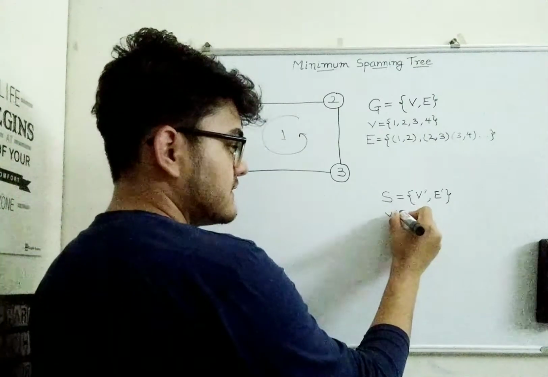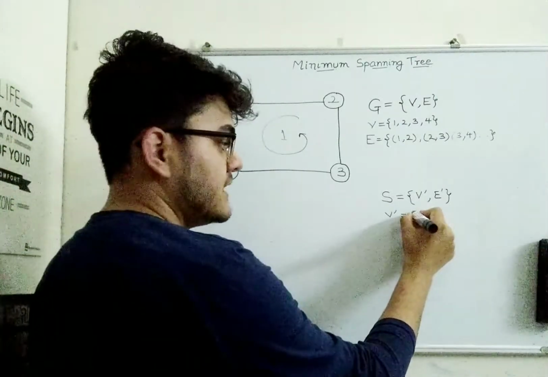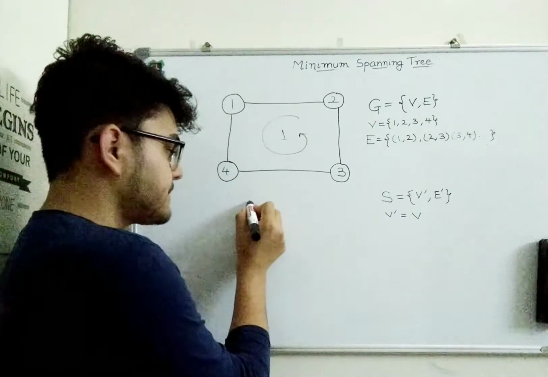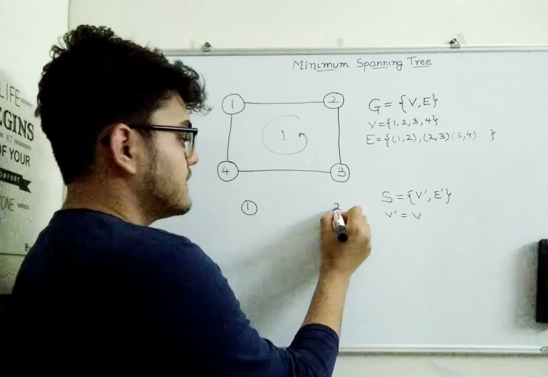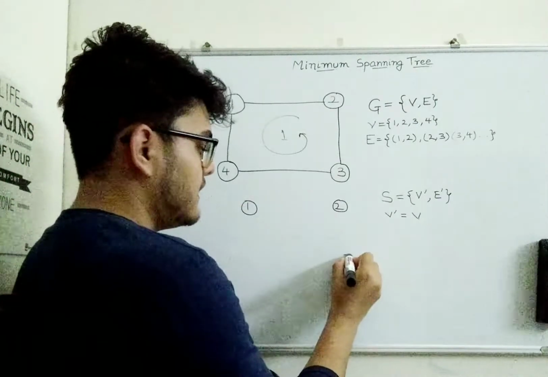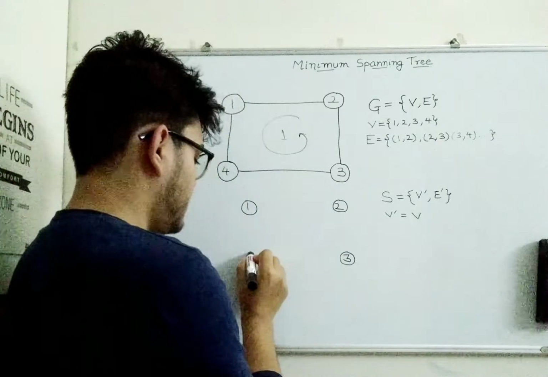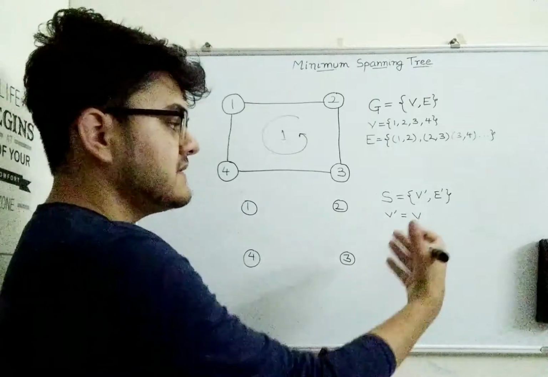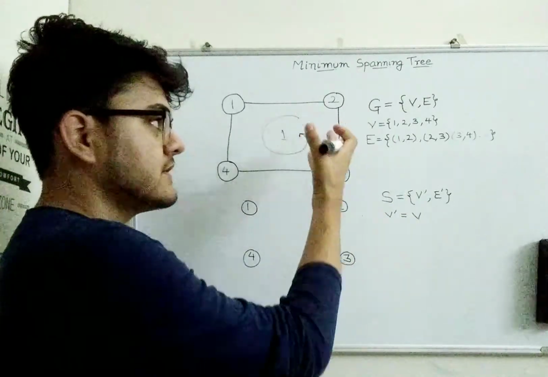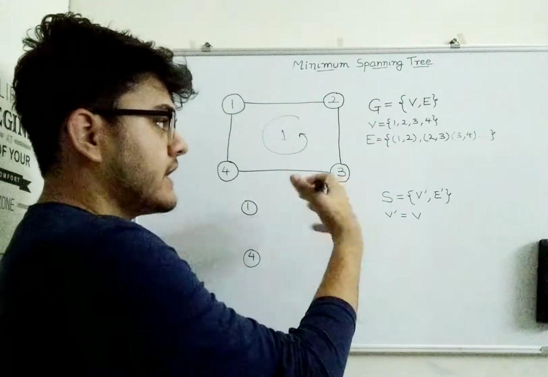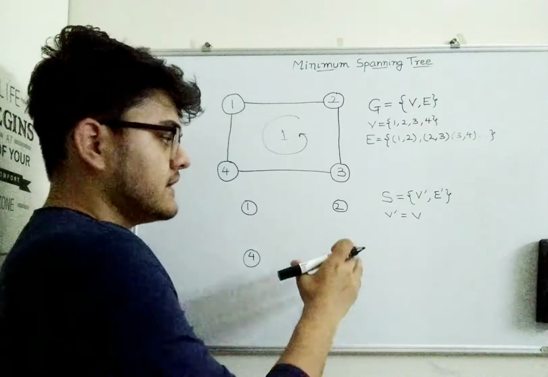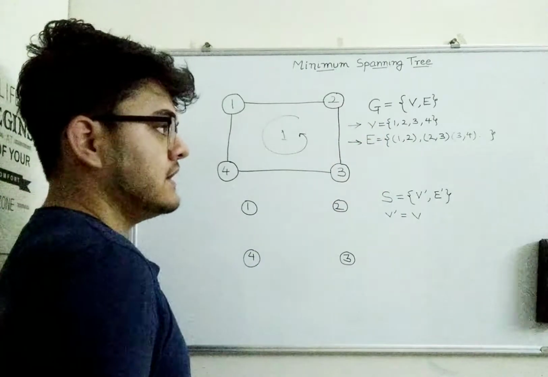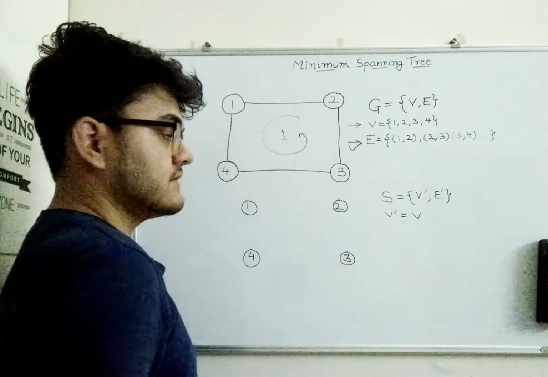The number of vertices in the minimum spanning tree will be equal to V, which is this one. So I'm going to draw here a minimum spanning tree which has the same number of vertices. Basically, a minimum spanning tree is a subset of this graph G or any graph G, but the subset is not of both vertices and edges. The subset is only of the edges.